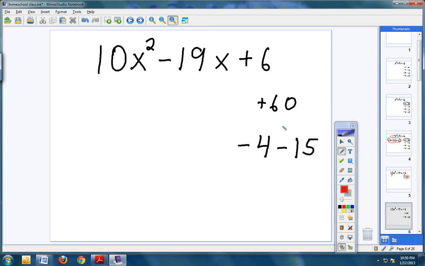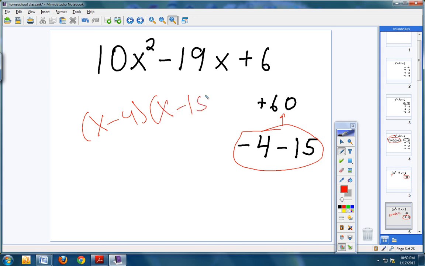If you listed out all the factors of 60, these 2 numbers right here are factors of 60, but when you combine them, you get a -19. Okay? Do you see that? Now a lot of students are like, oh, I know the answer. It's x minus 4, close the parentheses, x minus 15. And that's incorrect. You only take these 2 numbers here and write them in the parentheses when you have a lead coefficient of 1, and we don't have a lead coefficient of 1.